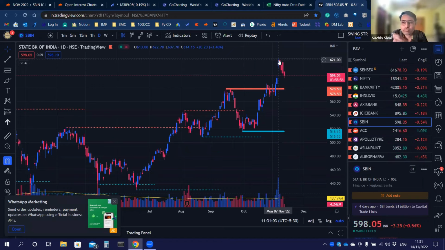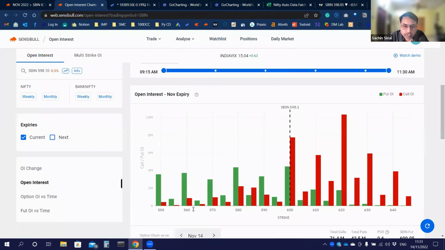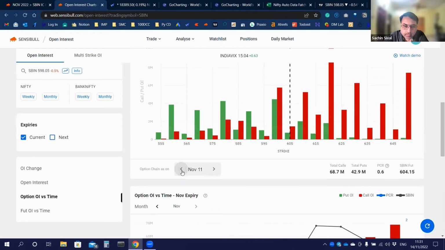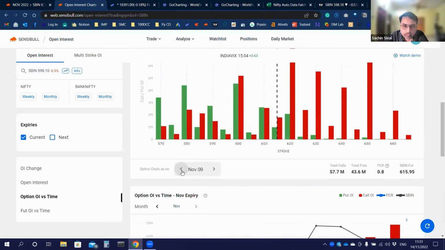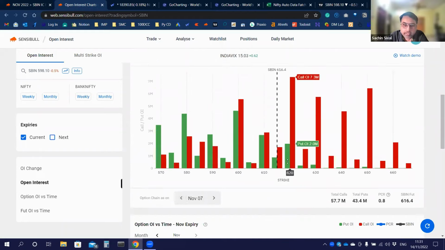So what will a normal person do? If you know how these iron condors work, if there is any breakout or breakdown from your break even, you have to do certain adjustments. So we should also initiate a few adjustments. But what we did, let me show you what the data was on the 7th.